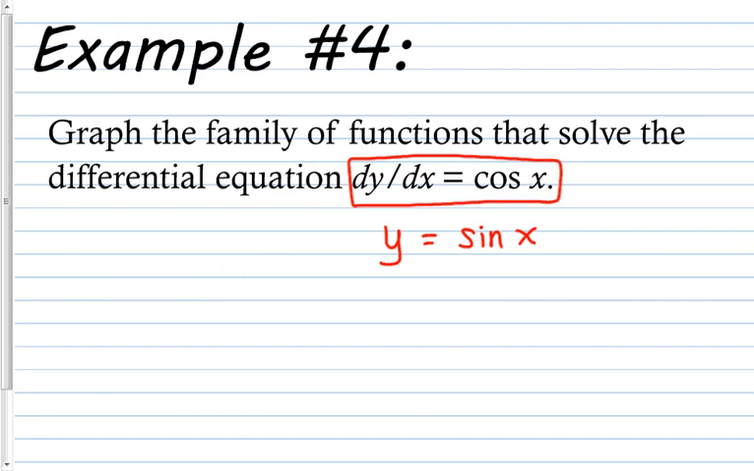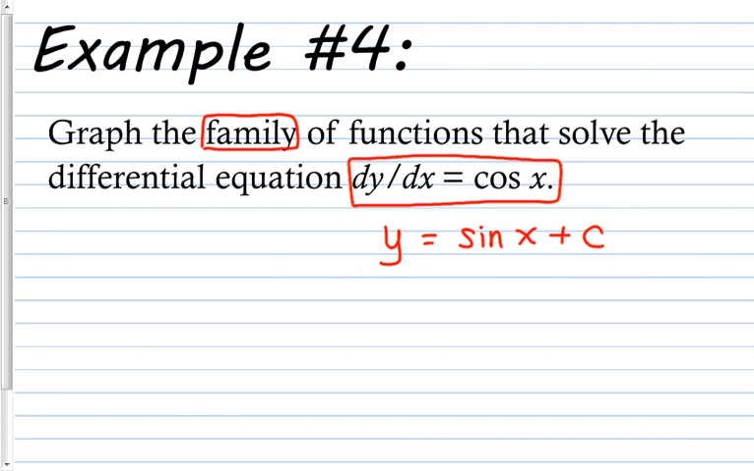And you would be correct. But see, what they want us to do is graph the family. In a family, usually more than one person, more than one thing. So they want us to graph the family of functions that would actually work for this derivative. So that means plus c, and I'm going to show you how to do that on the calculator.